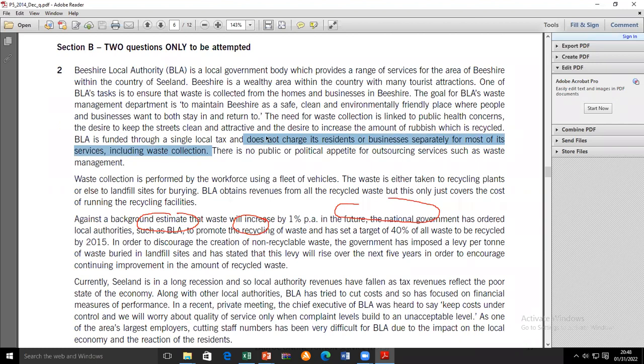Okay, it says that it obtains revenue from all the recycled waste, but this only just covers the cost of running the recycling facilities. So they don't make profit. The money they receive just goes and covers the running of the recycling facilities. Okay. Good.